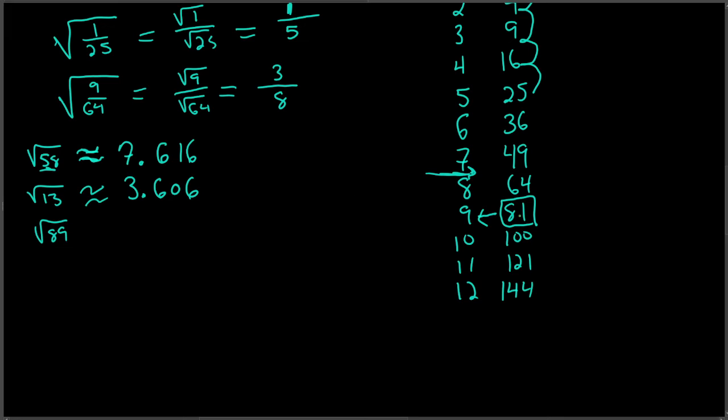And the square root of 89, well, it's bigger than 9, but less than 10. And I type it on the calculator, and I get 9.434. And so that's the square root.